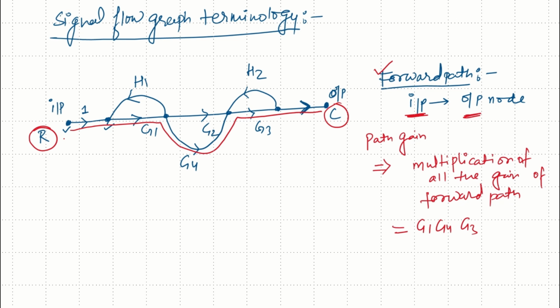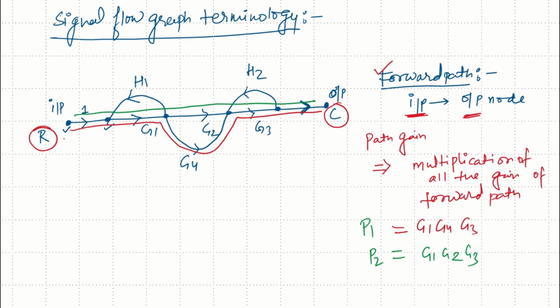Now similarly, there is another path. There is another forward path which goes straight like this. This is also a forward path. So the path gain in this case, let me put it as P1, the path gain of the second forward path in this case will be G1, G2, G3. So this is how I can define the forward path.